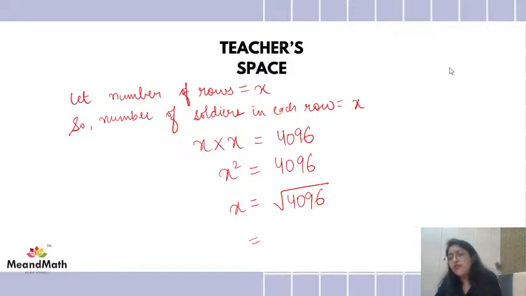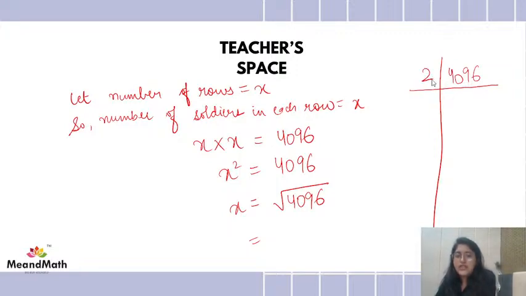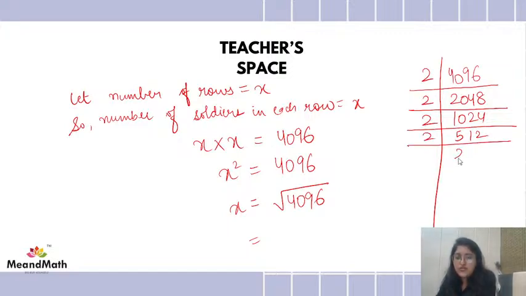How will we do it? We will find the prime factorization of 4096. All right. So on the table of 2, we get 2048. Again, on the table of 2, 1024. Again, on the table of 2, we get 512. Now we get 256. Then again on the table of 2, we get 128. Then we get 64. Then we get 2 times 32.